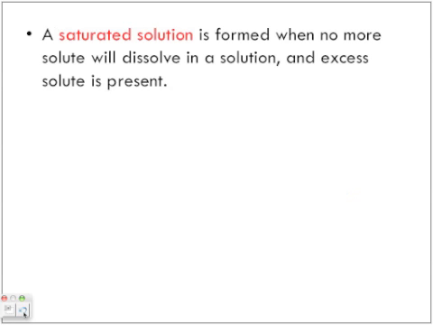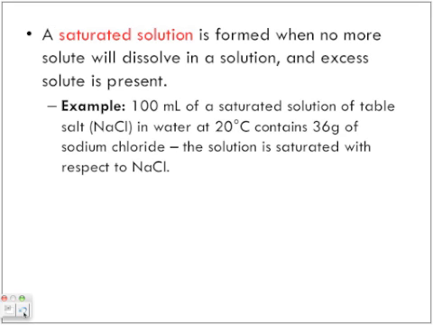So a saturated solution is formed when no more solute will dissolve in a solution and excess solute is present. For example, 100 milliliters of a saturated solution of table salt, NaCl, in water at 20 degrees Celsius contains 36 grams of sodium chloride. The solution is saturated with respect to sodium chloride. So if we've been able to dissolve the maximum amount that we can within a given volume, that's considered a saturated solution. It's got the most that it can hold in that volume.